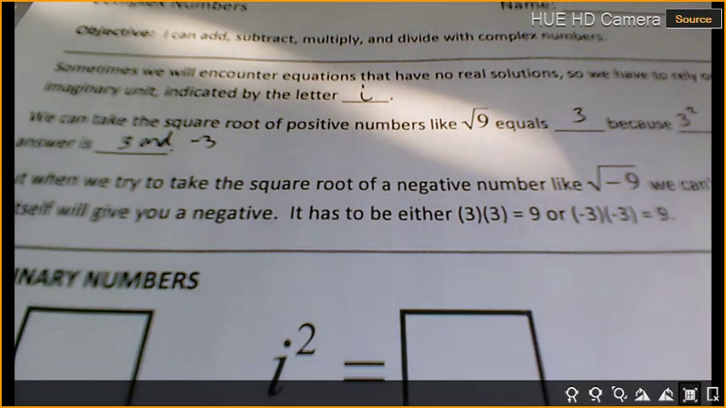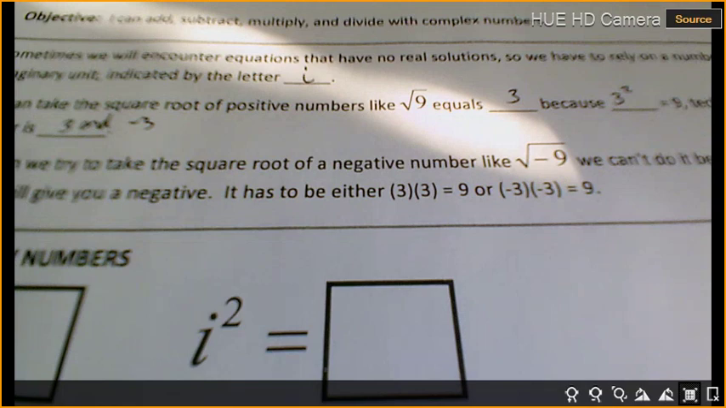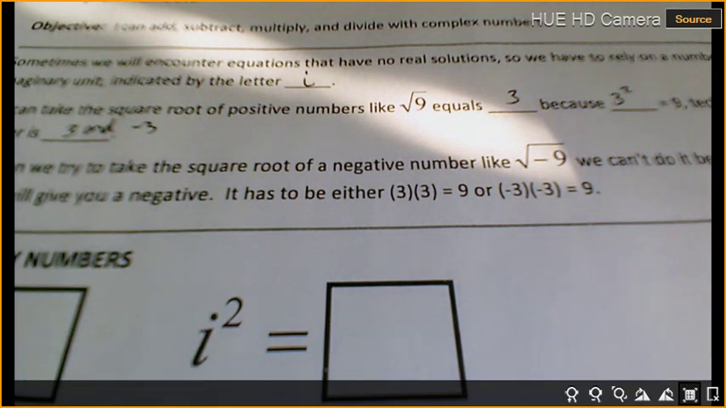So negative 3 times negative 3 is positive 9, right? So the answer could be 3 or negative 3. That's why there's a plus or minus sign in the quadratic formula, okay? So how do we get the square root of negative 9? We can't. 3 times 3 is 9. Negative 3 times negative 3 is 9.